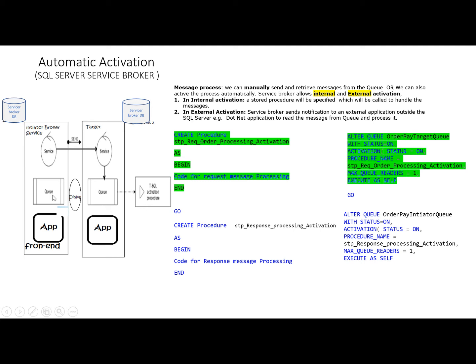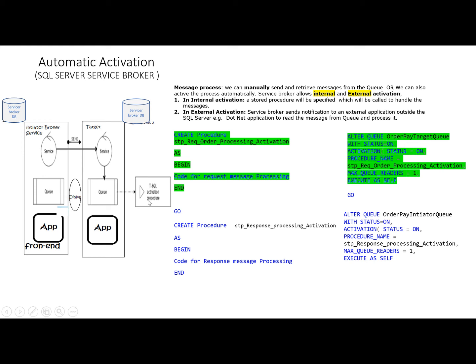In internal activation, a stored procedure will be specified, which will handle the message processing, and it will be called automatically whenever a message comes into the queue. So the scenario is that whenever a message is sent to the target queue, it will call a procedure. This procedure has the logic that will retrieve the message from the queue and process it.